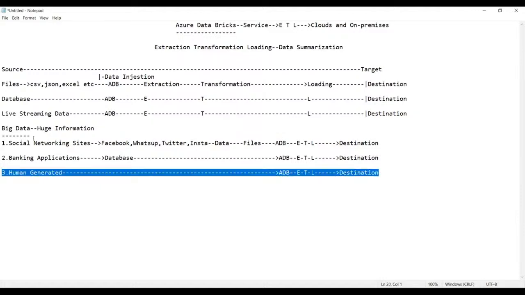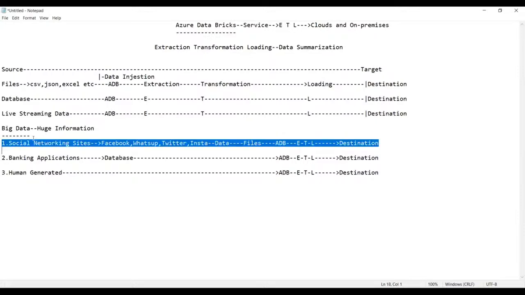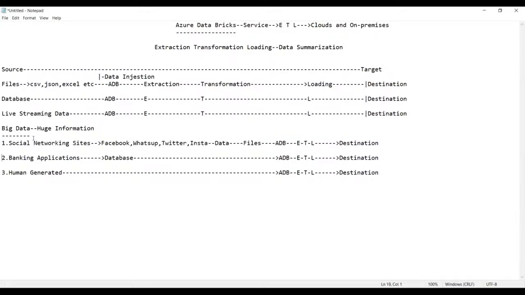Okay, guys. So you have human generated data, social networking sites, banking applications. These are the various things you have. Getting my point, everyone?